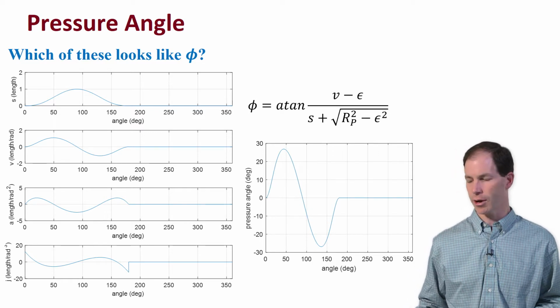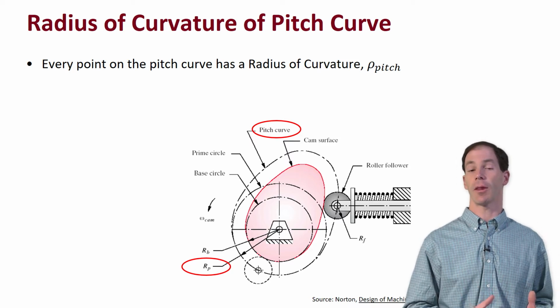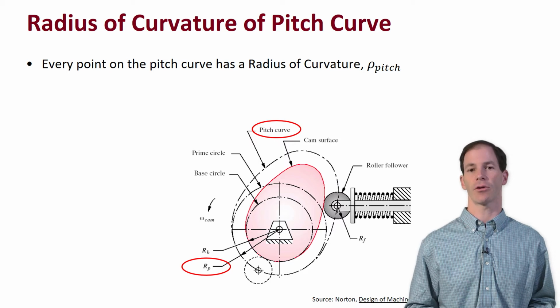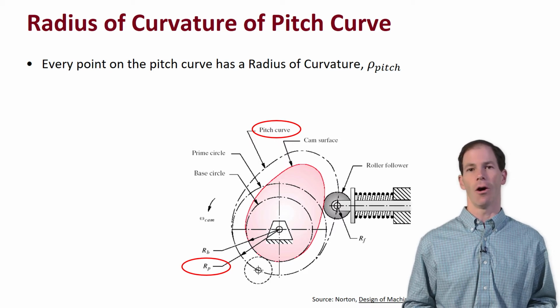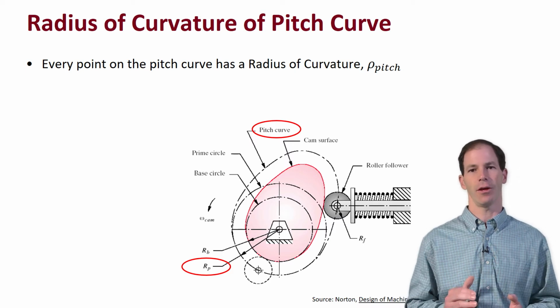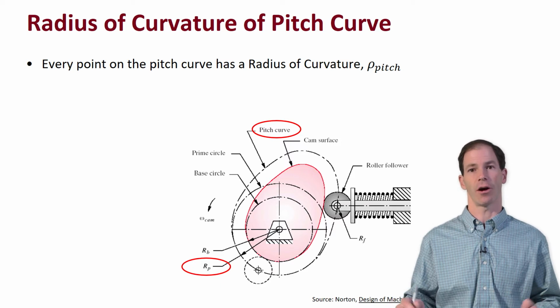All right, let's move from pressure angle to radius of curvature. So radius of curvature, we're focusing right now on the pitch curve. And we can say that every location or every point on the pitch curve has a radius of curvature. Or basically, where can I draw a circle that is tangent to the cam at that one location and then find what is the radius of that circle.